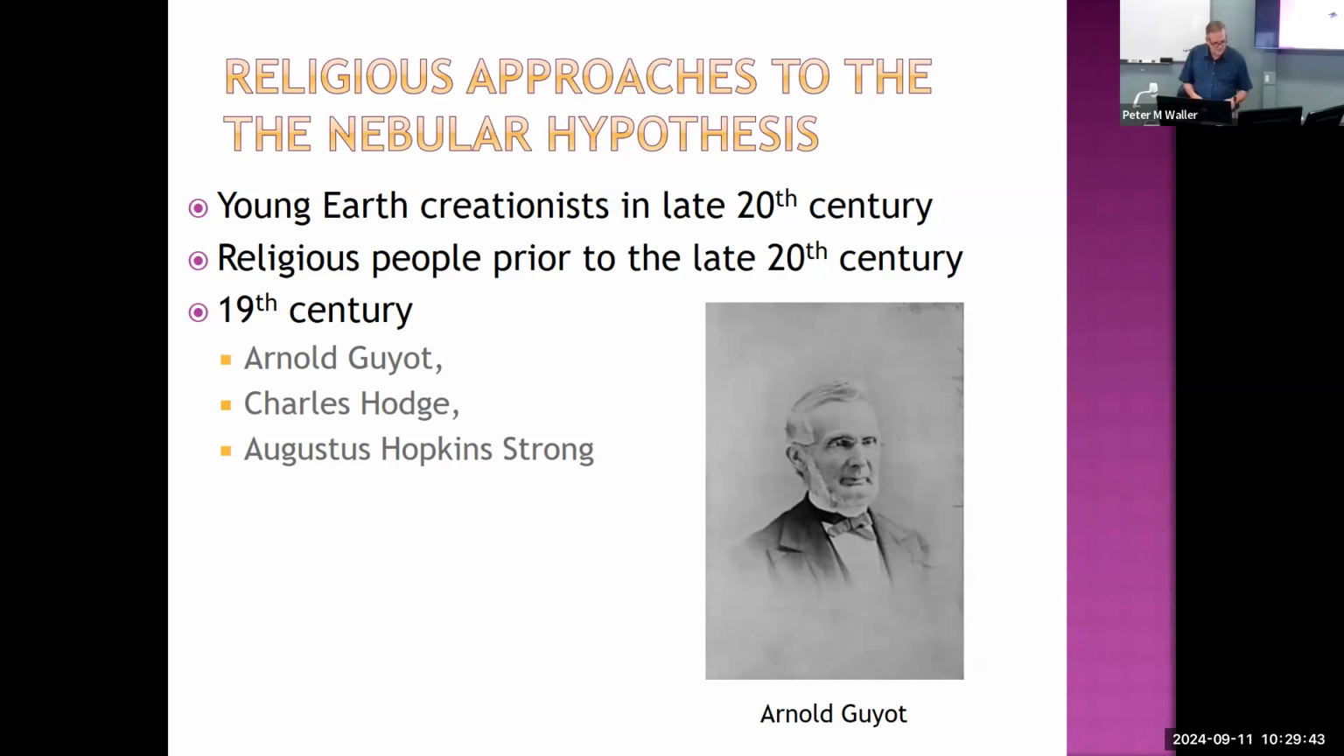But in the 19th century, scientists and theologians generally thought that the first verses of Genesis described a dark nebular cloud in verse 2, forming a light in verse 3, as in the nebular hypothesis. And the leading proponent of this viewpoint was Arnold Guyot, who was a famous scientist at Princeton. And leading theologians such as Charles Hodge and Augustus Hopkins Strong included this interpretation in their books on systematic theology, which were the primary textbooks in seminaries in the late 19th century.